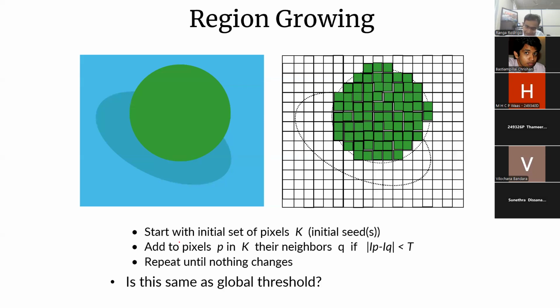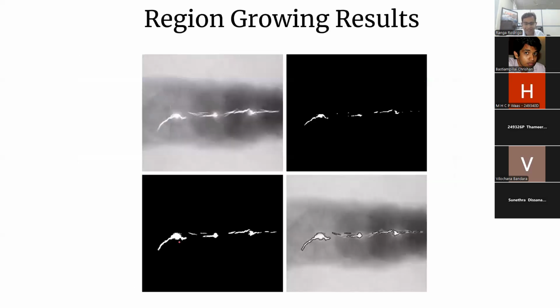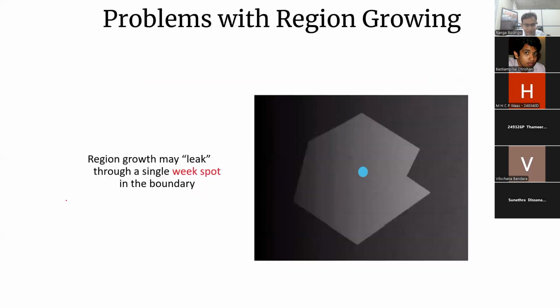Is this the same as global thresholding? Absolutely not. Why? Because this will give you only one single coherent segmentation, not multiple. In global thresholding, you had multiple segmentations. Right? This will be one contiguous region. So this is good for things like detecting welding problems and so on. The shape does not matter.